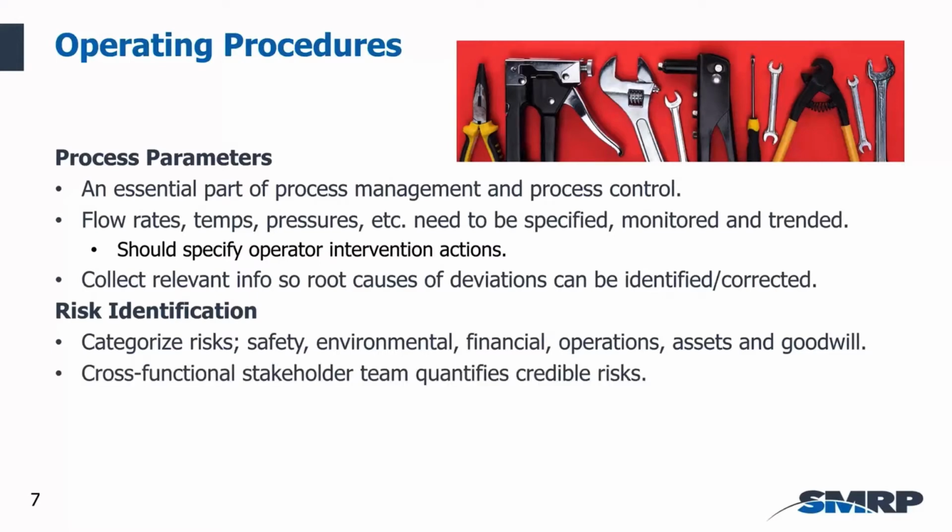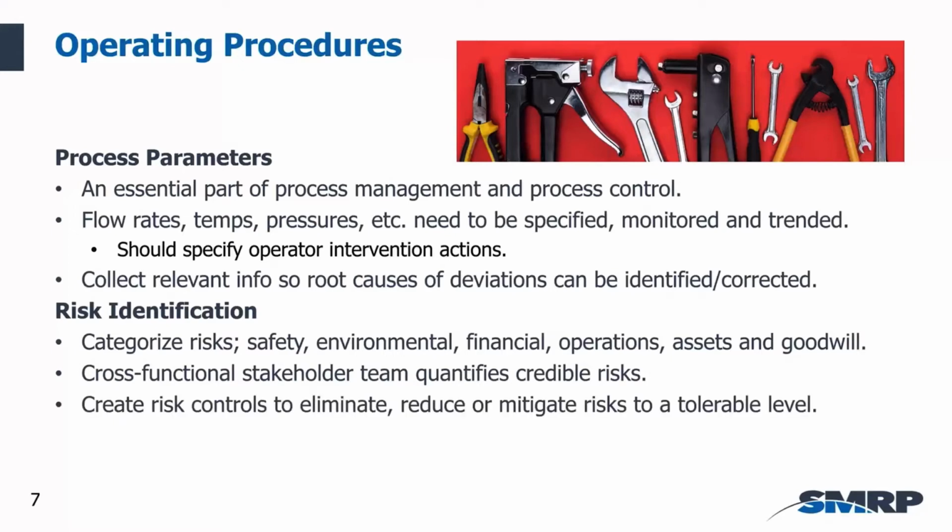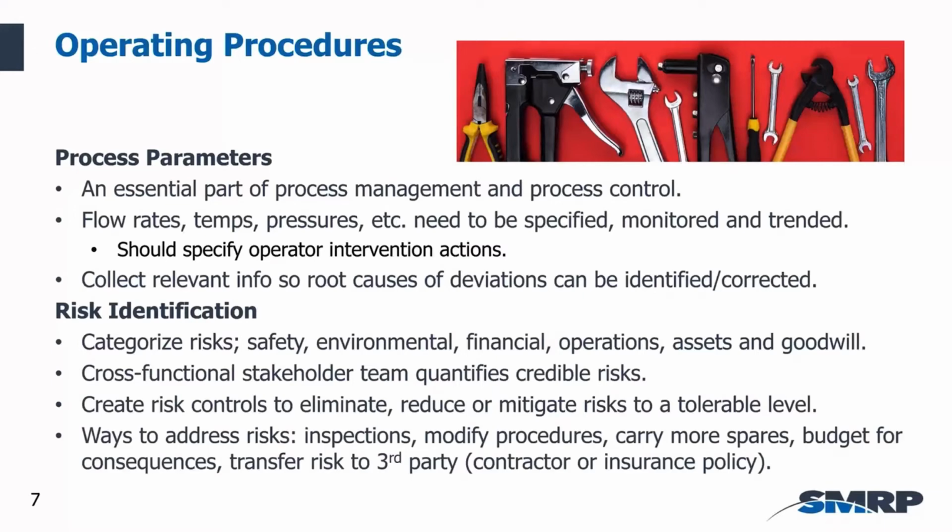We should use cross-functional stakeholder teams to quantify credible risks. We should create risk controls to eliminate, reduce, or mitigate risks to a tolerable level. Now, if we can't reduce it to a tolerable level, there are also ways to address risk through increasing the type or frequency of inspections. We could modify procedures. We could do things like carry more spare parts. We can budget for the consequences. We could transfer risk to third parties, like contractors or insurance policies.